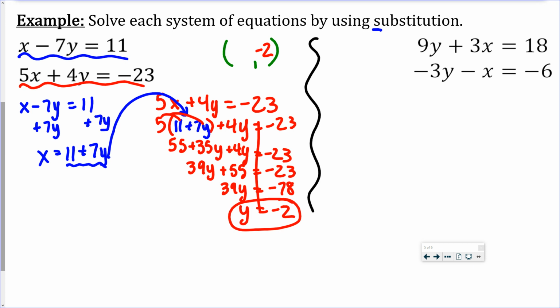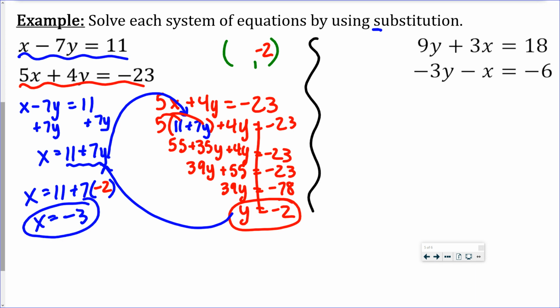So, since you have this nifty equation over here, this is why I like to write it side by side, you just go back over here, and you say, hey, I know x is the same as 11 plus 7 times y, and now I know that y is negative 2. x is the same as 11 minus 14, x is negative 3. So my answer, folks, which I'm going to box here, is negative 3, negative 2. If you want to check it, because you have no graph, plug it back into both, and it would work.